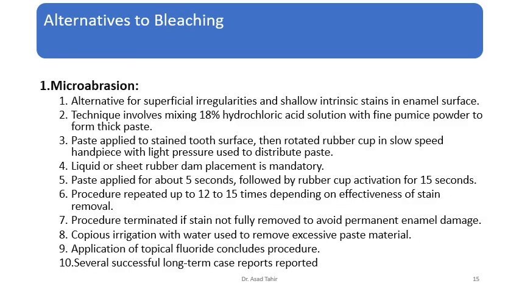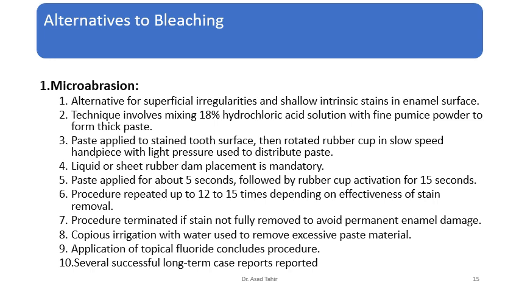Alternatives to bleaching. Microabrasion. An alternative for superficial irregularities and shallow intrinsic stains in the enamel surface. The technique involves mixing 18% hydrochloric acid solution with fine pumice powder to form a thick paste. The paste is applied to the stained tooth surface and a rotated rubber cup in a slow-speed handpiece with light pressure is used to distribute the paste. Liquid or sheet rubber dam placement is mandatory.